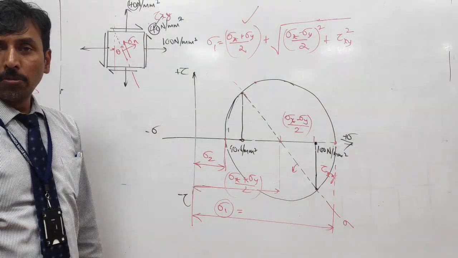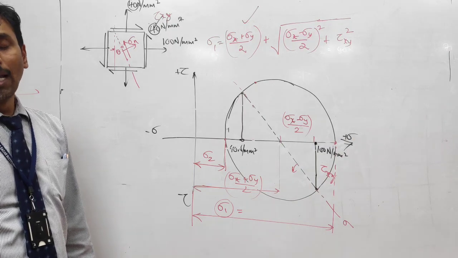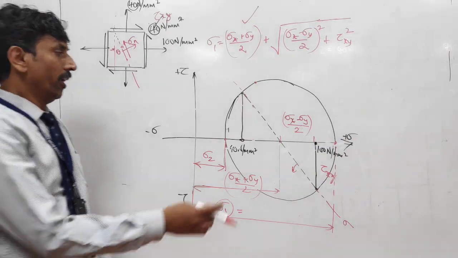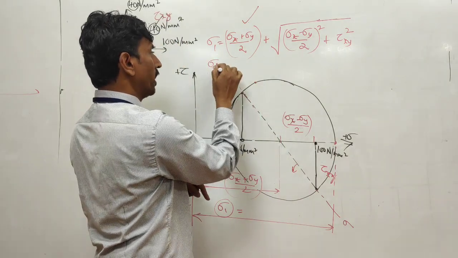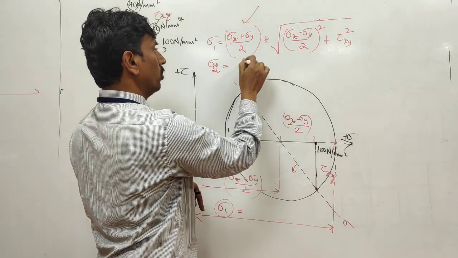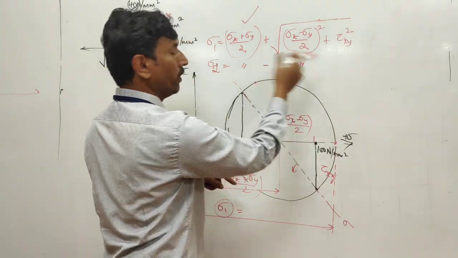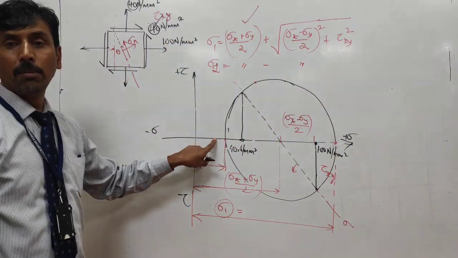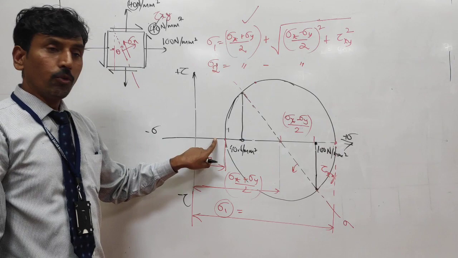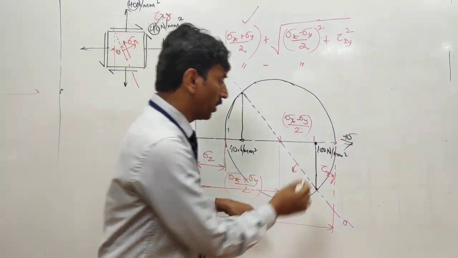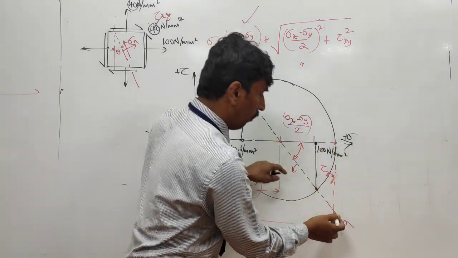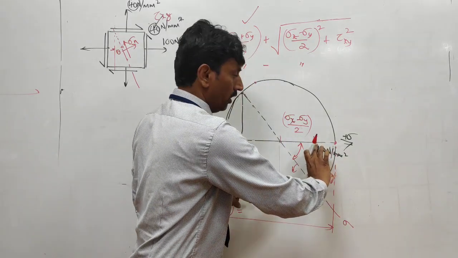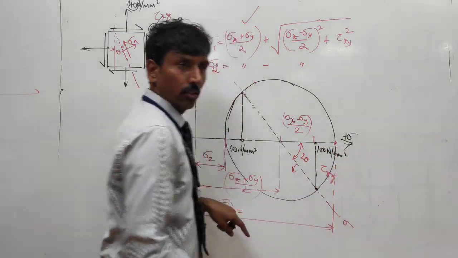And if you want the minimum normal stress, now what equation will you use? Maximum is sigma average plus the radius, minimum is sigma average minus the radius. So this value minus this value will give you the minimum. And if you want the angle at which the maximum normal stress occurs from this, this is 2 theta.